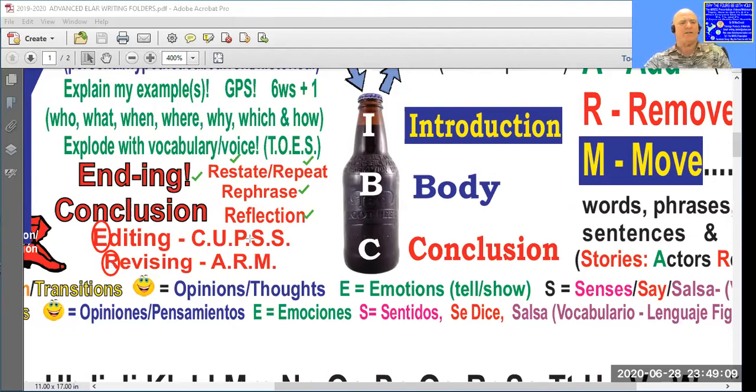If you're doing revising, you're fixing the content. Editing is fixing the grammar. So you've got to tell your kids, don't forget to do ARMS: add, remove, replace, or move things. And if they can keep this folder near them while they're working on their essay, all of these things were mentioned on the student rubric, and we showed you where they're at. If you look at the adult scoring guide, all those things were mentioned in there.